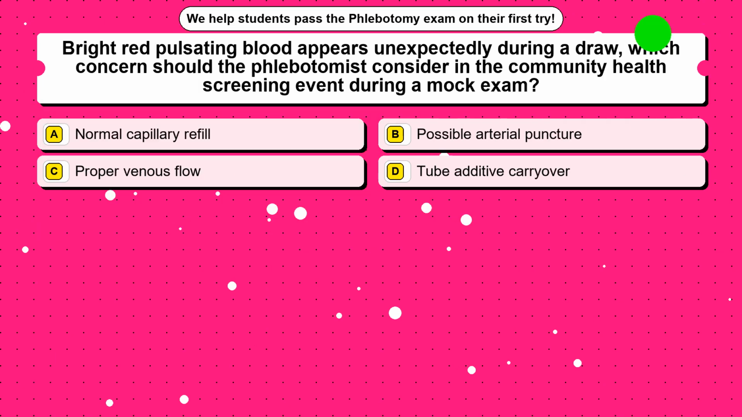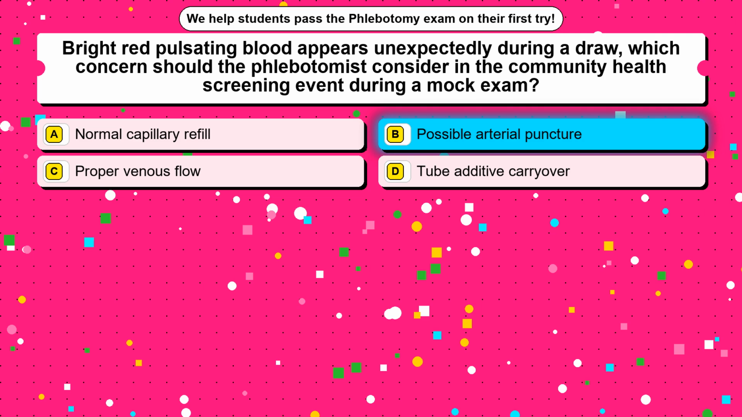Question 51. Bright red pulsating blood appears unexpectedly during a draw. Which concern should the phlebotomist consider in the community health screening event during a mock exam? Option A. Normal capillary refill. Option B. Possible arterial puncture. Option C. Proper venous flow. Option D. Tube additive carryover.